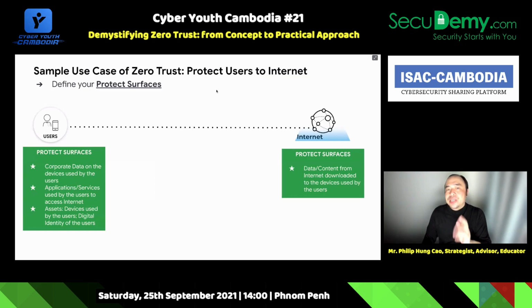Okay, so I will give you a real world sample use case of using Zero Trust. I take a very common use case: everybody wants to protect the user going to the internet. I see that request in each and every project I'm involved in. It's a very frequent, very common requirement from the business. I need to get my users to go to the internet so that they can access the proper applications used for business, and get the proper data and information so that they can maximize their productivity.